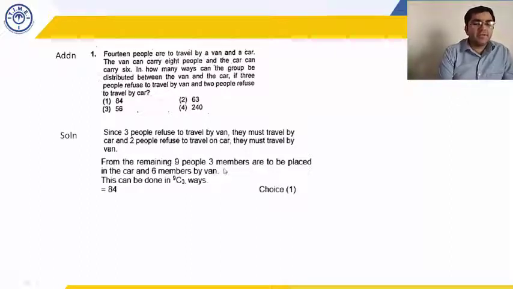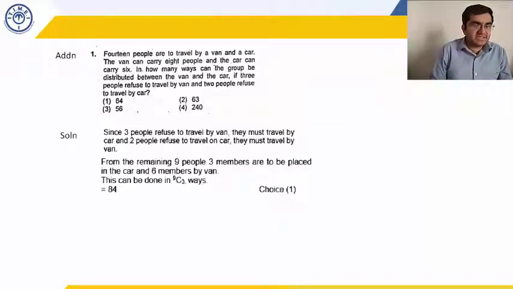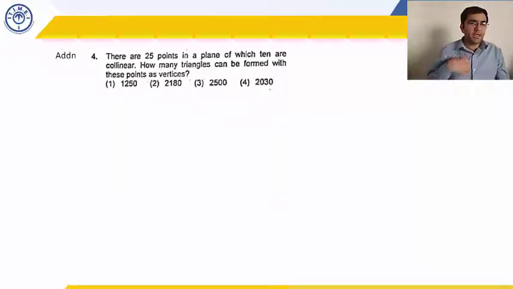From these 9 people, let's select 3 people who need to sit in the car. So that becomes 9C3. And remaining 6 people need to go in the van. So 6C6. So please write this carefully in your copy. 9C3 into 6C6 is equal to 84. Okay, let's move to the next question.